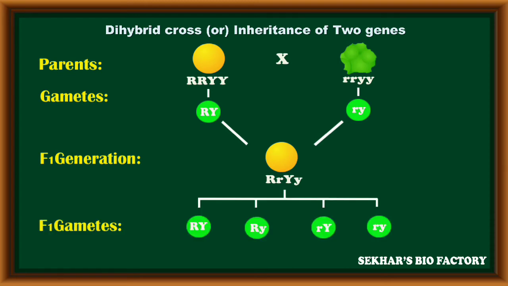This F1 hybrid can produce four types of gametes. The possible types of gametes are: the first type with capital R capital Y, second type capital R small y, third type small r capital Y, fourth type small r small y. In this way, the F1 hybrid has the capability to produce four types of gametes.